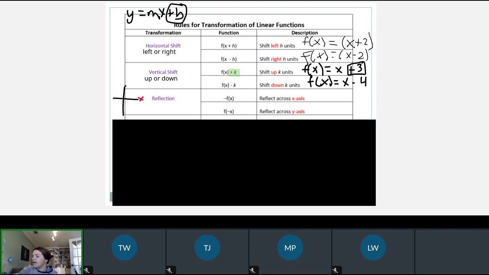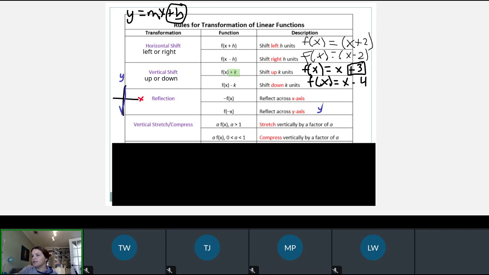If your negative sign is just related to the input, not the entire function, just the input is negative, that's when you're going to fold it across the y-axis, like a hot dog. Okay. And I'm going to show you exactly what these look like in later slides. I just want to go over how to read this rules chart.